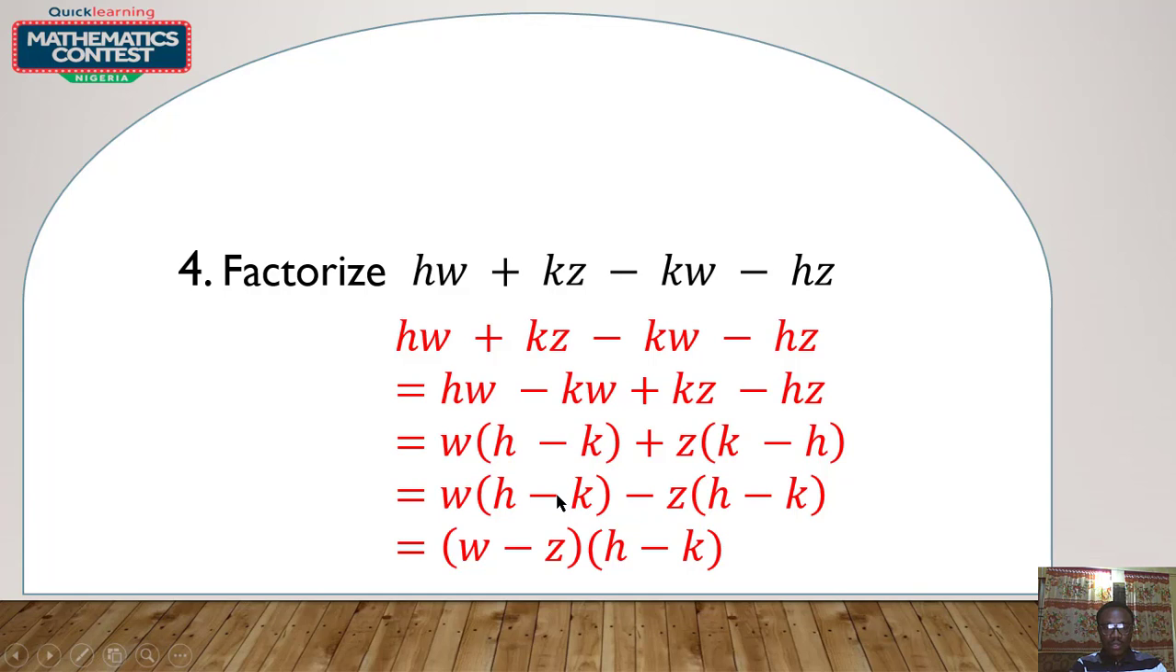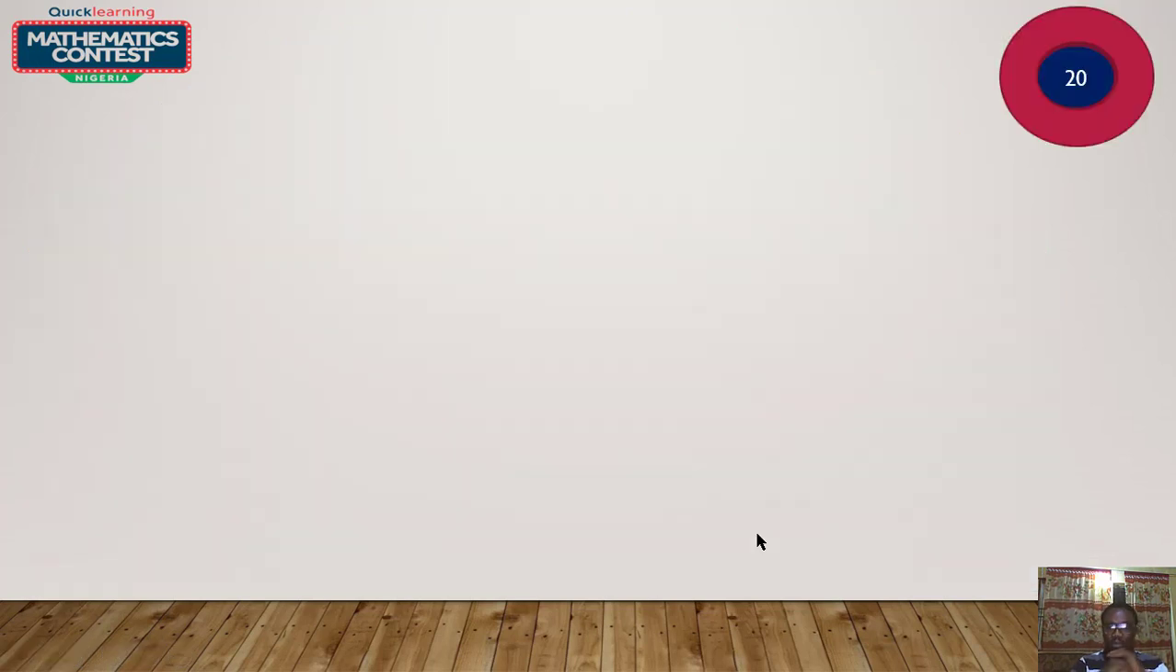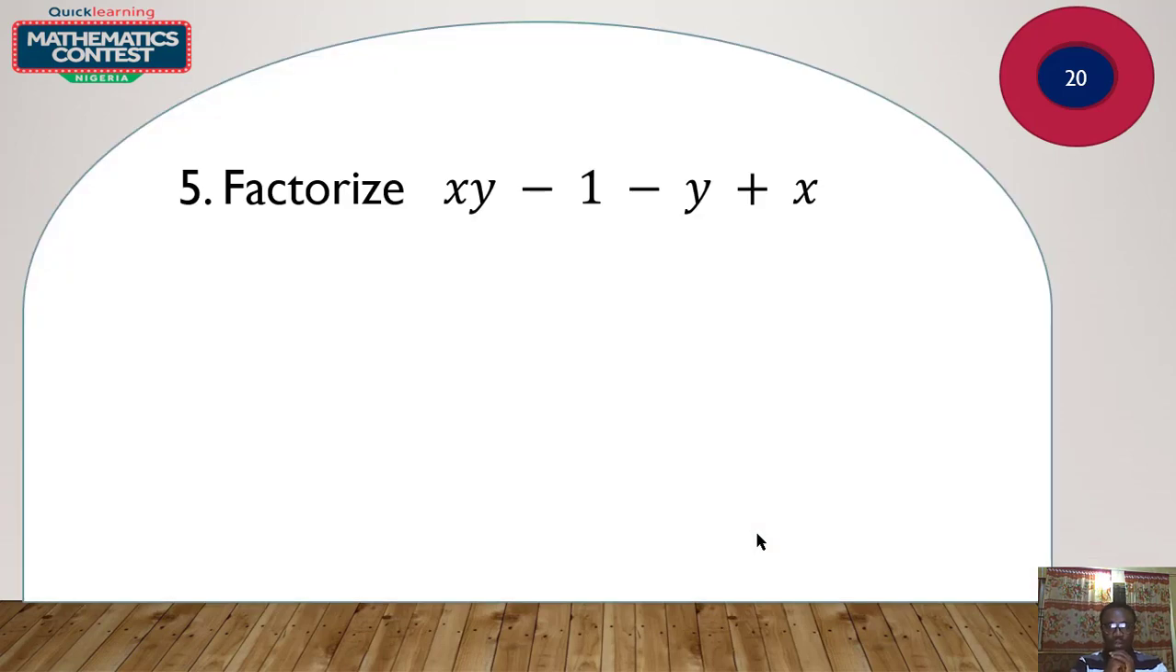At this point we have this and this the same, so we'll factor them out by just writing the outside bracket, guys. That is w minus z, which is this, then we'll have h minus k to get our answer. If you get that as well, thumbs up for you. So I think we have the last number 5 questions before we actually make progress.